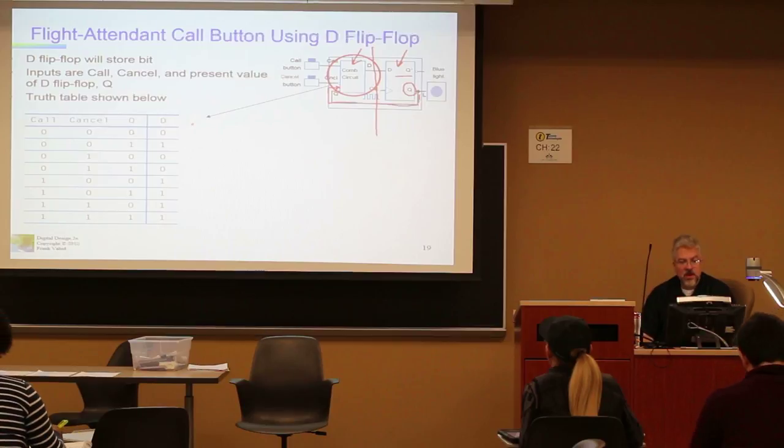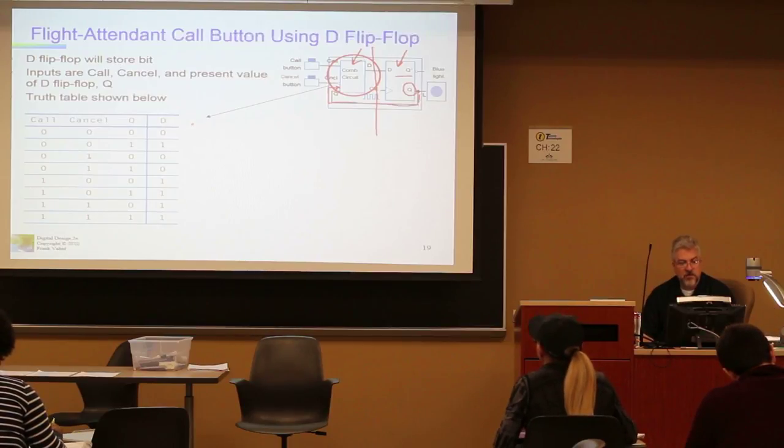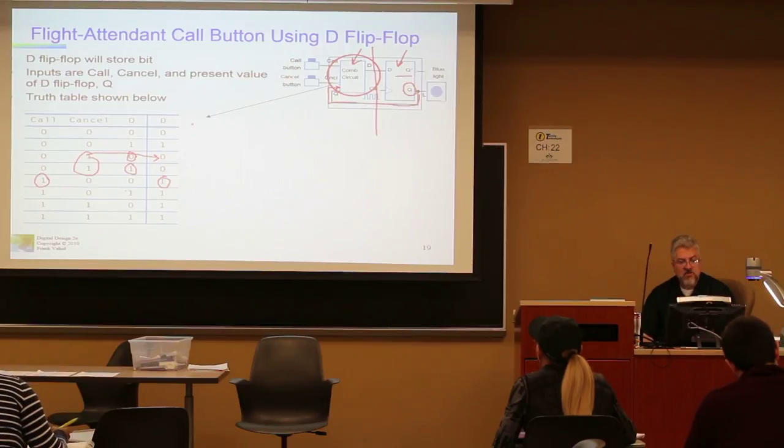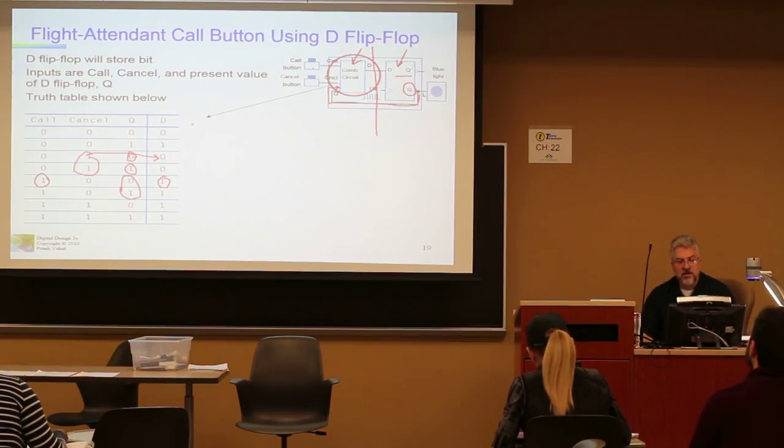However, if you press the cancel button, it doesn't matter if Q was 0 or 1. When you press the cancel button, you eventually want your output D to be 0. Now, in this case, this should be inherently obvious. If you press the call button, you definitely want your output to be 1. It doesn't matter if you were storing that the button was previously pressed. If it's 1, you're always going to have an output of 1.